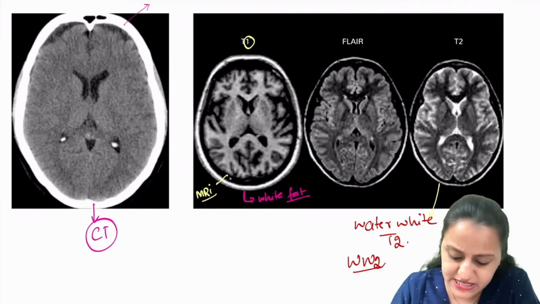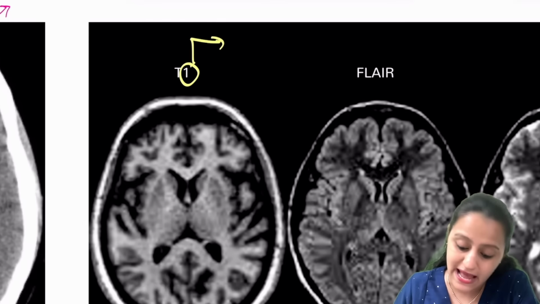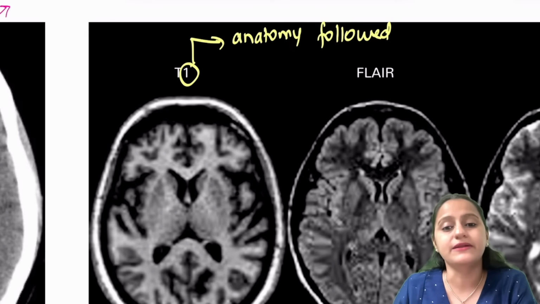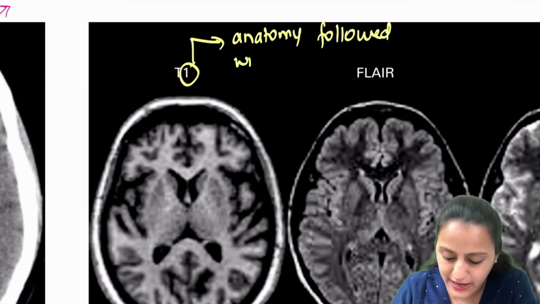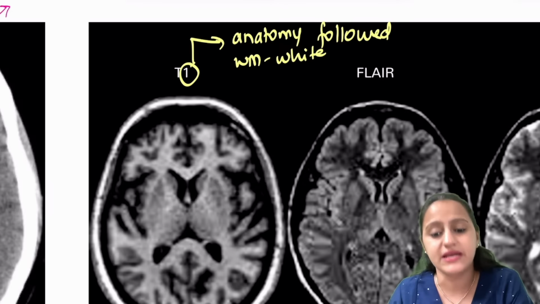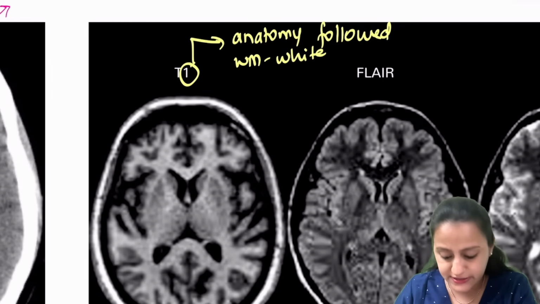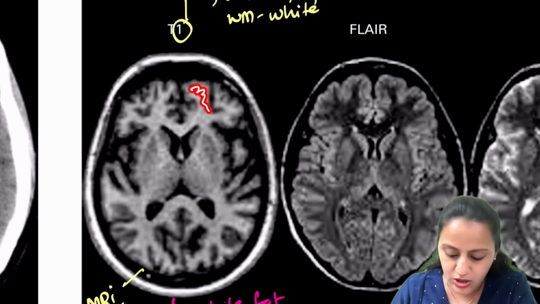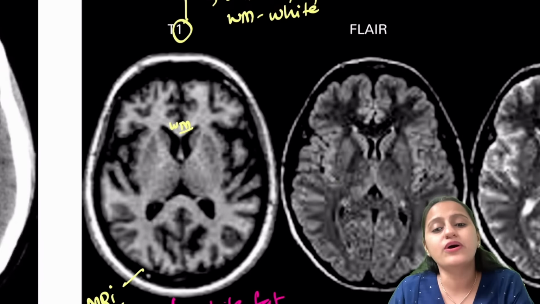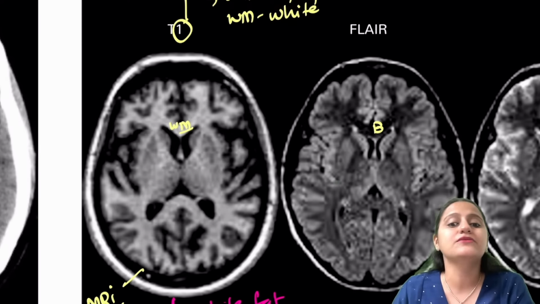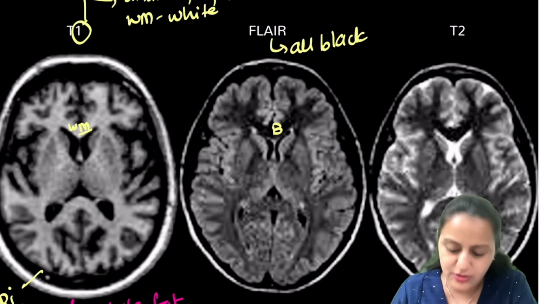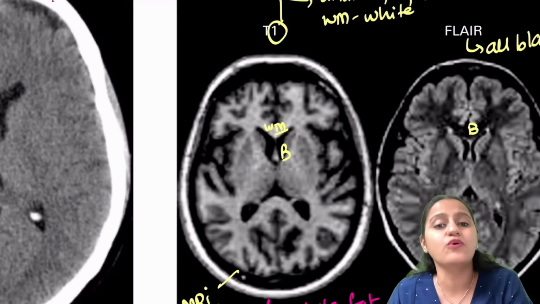So then remember for T1, your first year subject anatomy, one is first anatomy is followed on T1. What do you mean by anatomy is followed? White matter appears white, gray matter appears gray. Now what is the white matter in the brain? This corpus callosum is a white matter. Internal capsule is a white matter. All this is the subcortical white matter. So you can see that white matter is appearing white on T1. White matter is appearing black on FLAIR. So what is happening on FLAIR is it is all black. The water also is black and the white matter also is black.